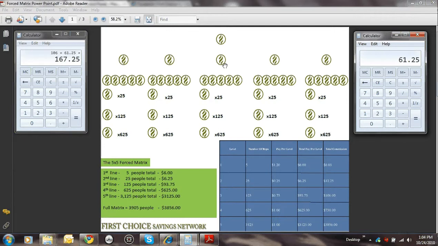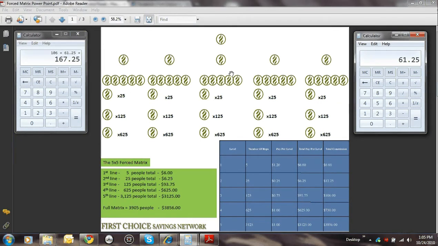Now the $61.25, which you can see right here as well, that is how much each of your other spots are making, because they're going to have this 25 here, this 25 here, this 25 here, this 25 here, and this 25 here full, and their first 5 underneath of them. So basically what that means is each of these guys here is going to have their first line full and their second line full.